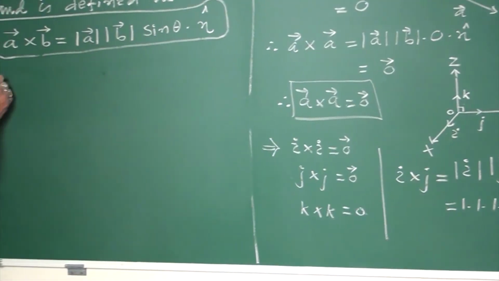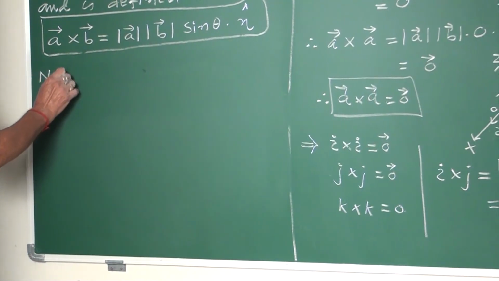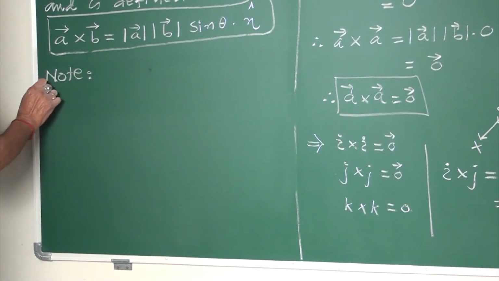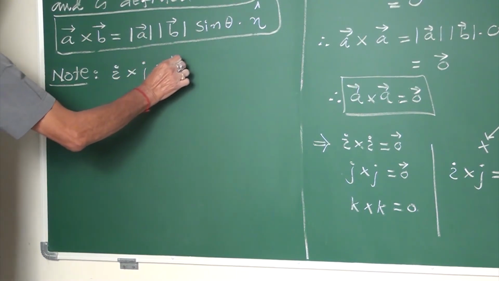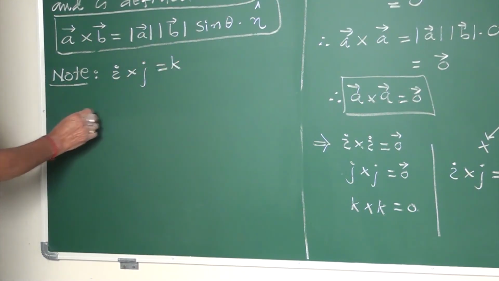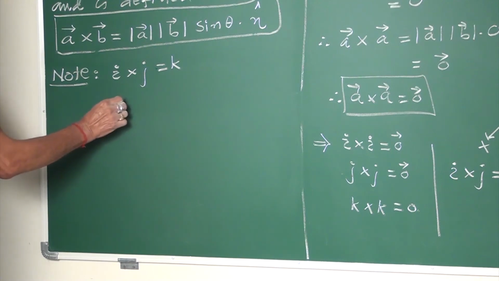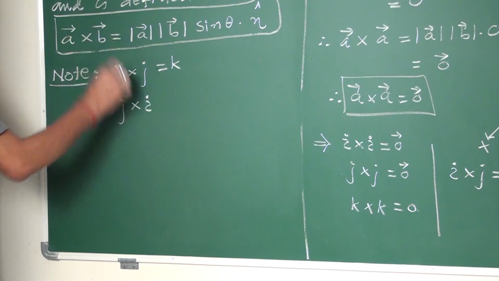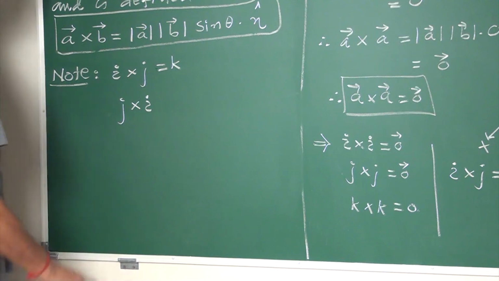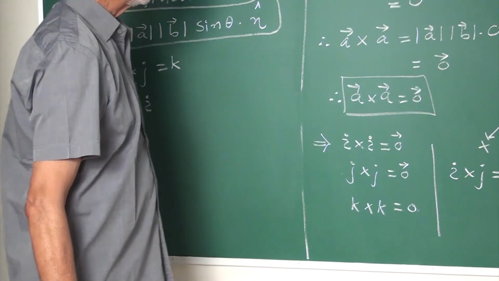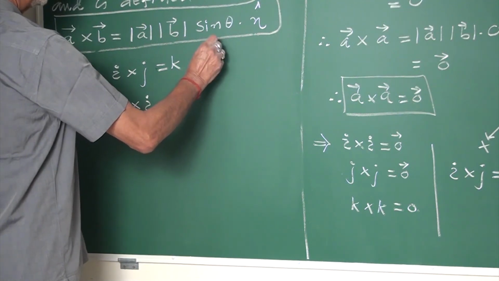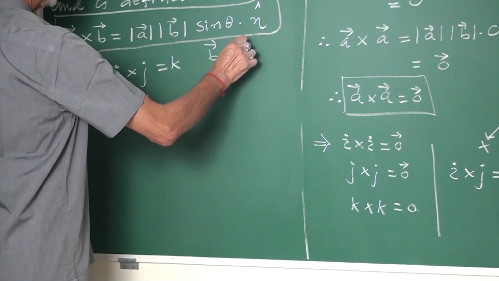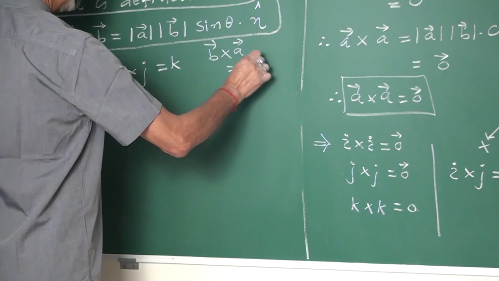Yes, friend, note. We know I cross J is K. Then tell me, my friend, what about J cross I? What is J cross I? You have to make use of the anticommutative property. What is it? B cross A is minus A cross B.